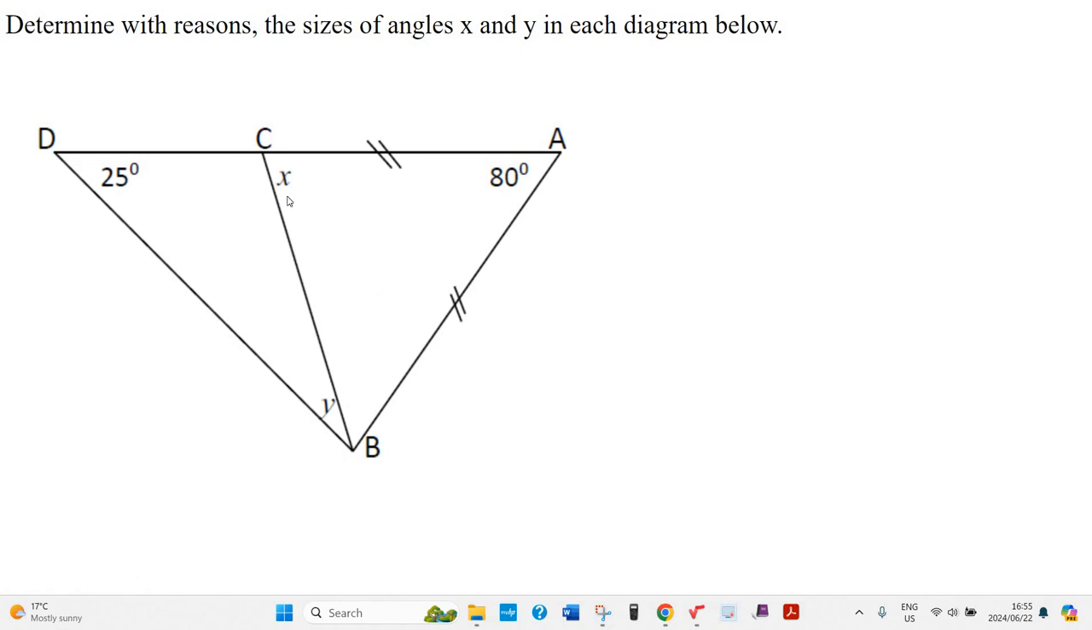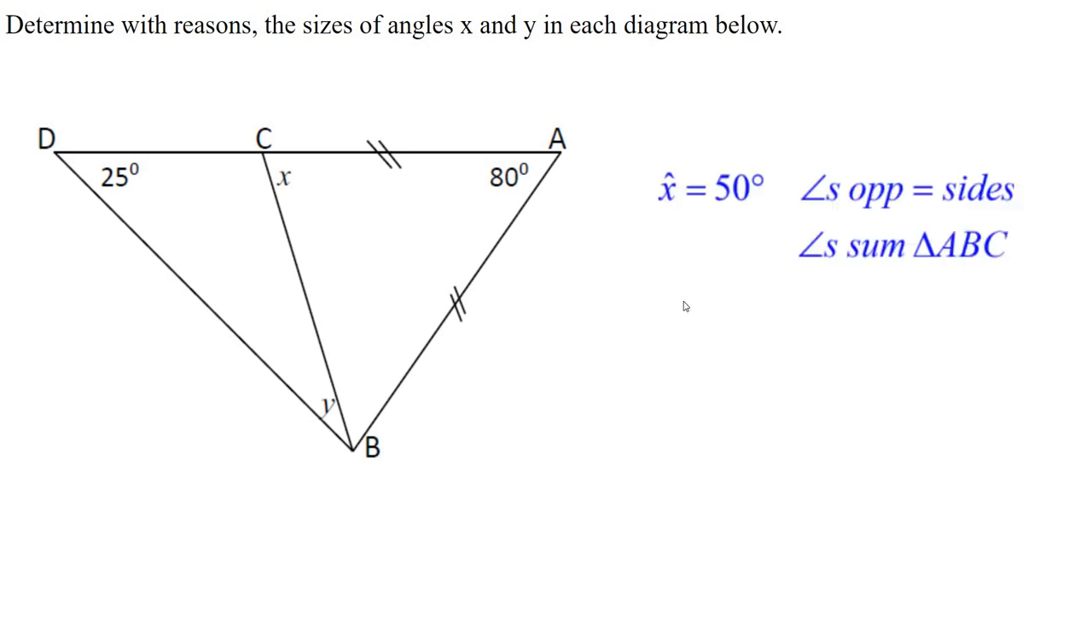You could solve an equation, but 50 plus 50 is equal to 100 plus 80. That makes it true. Okay, so X is 50 degrees, and we can just use the shorthand here. This is angles opposite equal sides, and angles sum in a triangle are the two reasons we use to figure out that X is 50 degrees.